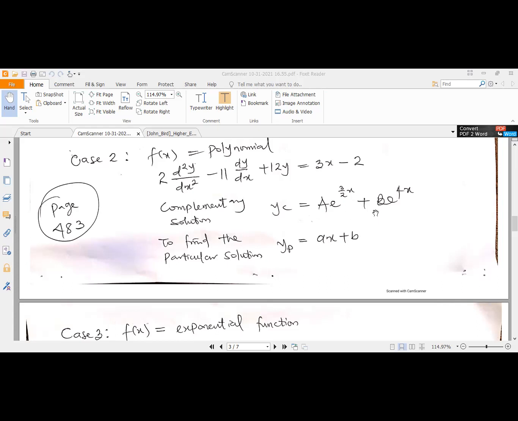Now, let's proceed to the particular solution. In this case, what we are to assume is ax plus b. You will notice that the order of f of x will determine the order of the function I must assume.